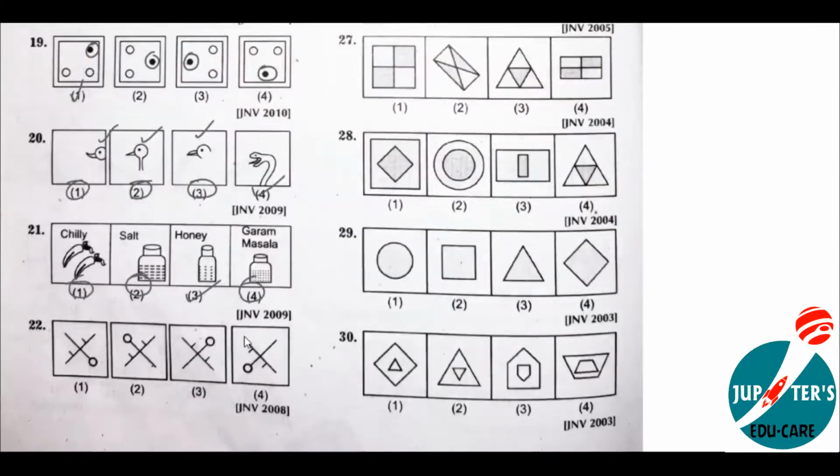Question number 22. In option 1, the circle and these two lines are placed opposite, means it is opposite. In option 2, the circle and two lines are placed on the same side. In option 3 also, this circle and two lines are placed on the same side. In option 4 also, these two lines and the circle are placed on the same side. But in case of option 1, it is placed on the opposite side. So 1 is our answer.